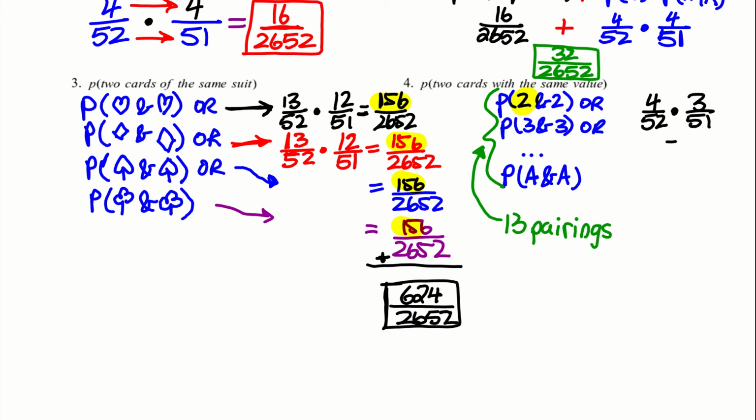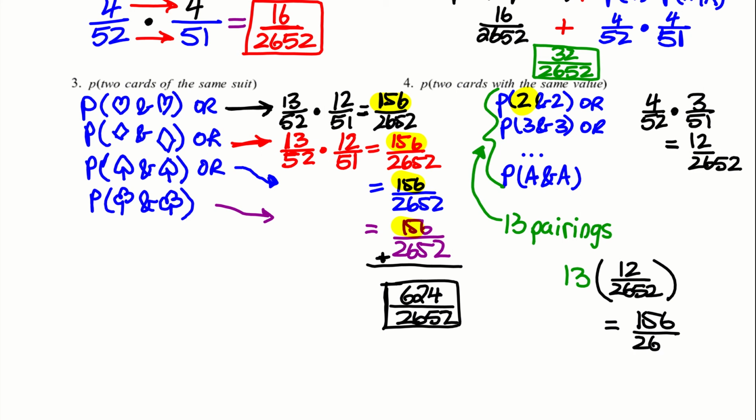So product 12 over 2652 times the 13. So we're going to take the 13, multiply it by 12 over 2652, and we're going to get 156 over 2652.